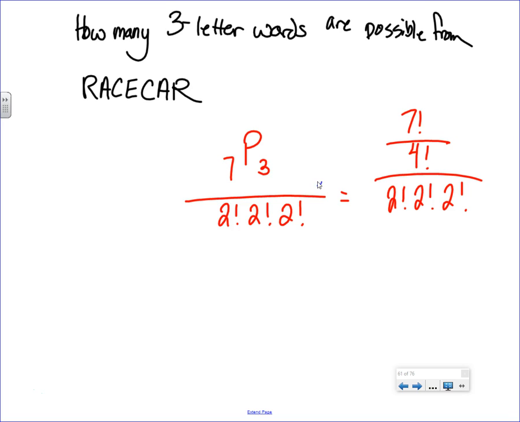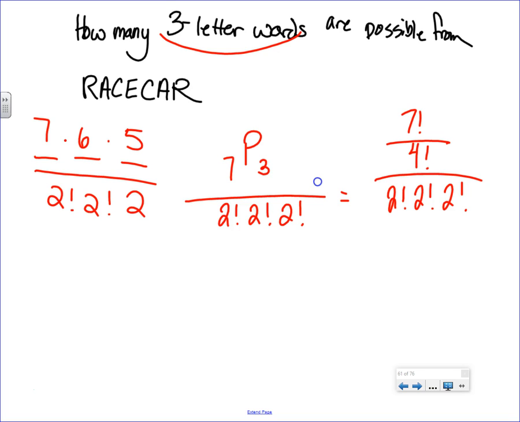Because I only have 3 letters. So I didn't have 7, 6, 5, 4, 3, 2, 1. I was only allowed to use 3 at a time. Then I had to divide by my repeats. So the repeat idea can come in at any point in time. I have 7 total. I'm only using 3 at a time. So I only had 7, 6, 5 different options to begin with. Not 7 factorial. I had to take away some of those options because I only had 3 blanks. Then I divide by the repeats. Does that make sense? Okay, go team.